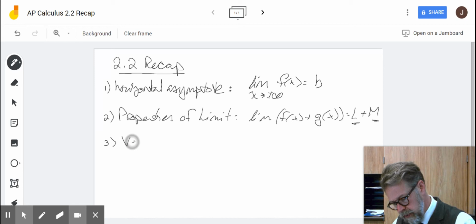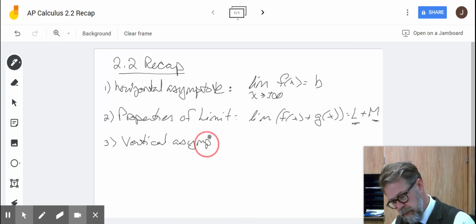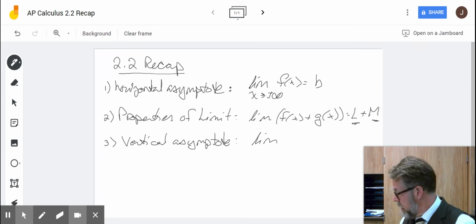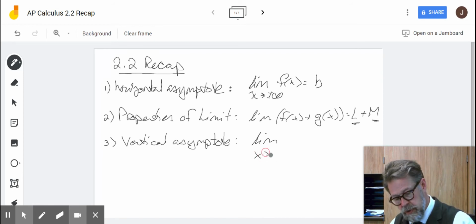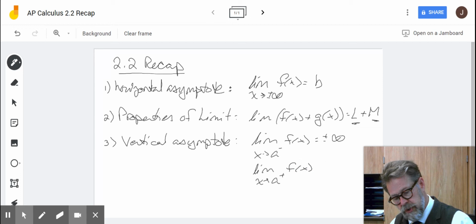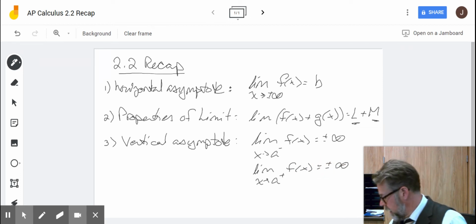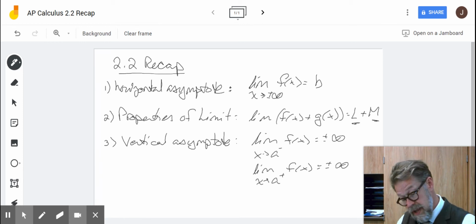Vertical asymptotes. You need to know how to tell if something is a vertical asymptote and use the definition of limits to prove that. What's the definition? As x goes to a from below of a function is plus or minus infinity, or if the limit as x goes to a from above of some function is plus or minus infinity, where a is just some non-infinite number, some finite number.